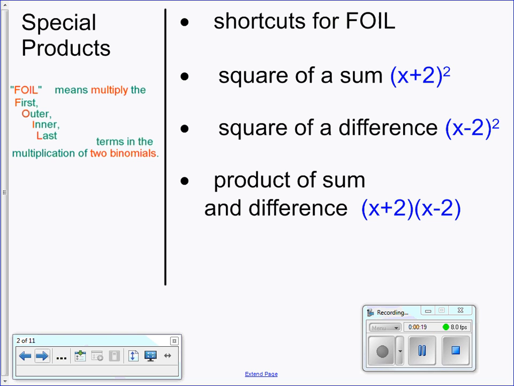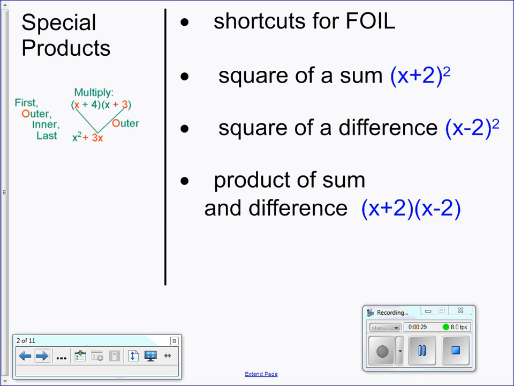Square of a sum means that the term inside the parentheses is adding. Square of a difference, notice that the terms inside are subtraction. And then the product of a sum and difference is when you have one of each.